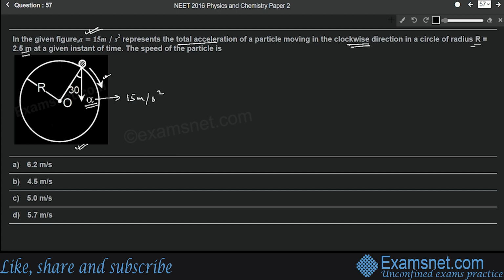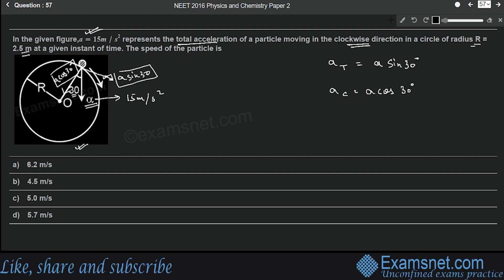Now, this acceleration is making an angle of 30 degrees with the center. So if we resolve the acceleration into its components, along the tangent it will be a sin 30 degrees, and along the center it will be a cos 30 degrees, okay? These are the components of the acceleration, right? So we can write that the tangential acceleration will be equal to a sin 30 degrees, whereas the centripetal acceleration a_c will be equal to a cos 30 degrees, right?